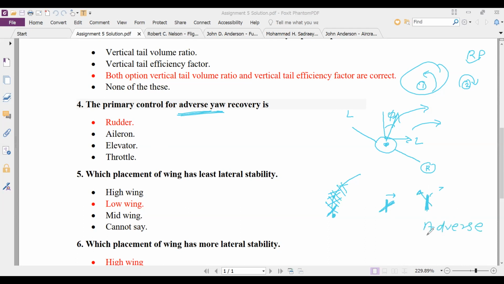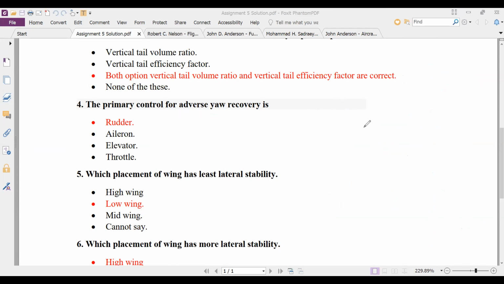Now the question was why it happens. First, we should understand what adverse yaw is. If you are turning to the right by tilting one of the wings, let's say the right wing in this case, your aircraft during adverse yaw will try to turn to the left. And by left, I mean counterclockwise in this case. So that is the situation of adverse yaw. But why does adverse yaw happen?